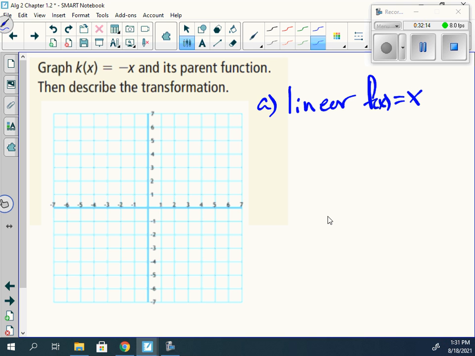Caleb, guys, focus up here. Because the one they gave us is negative x. Our parent is just x. So that negative did change. So what would that be? What transformation would that be?